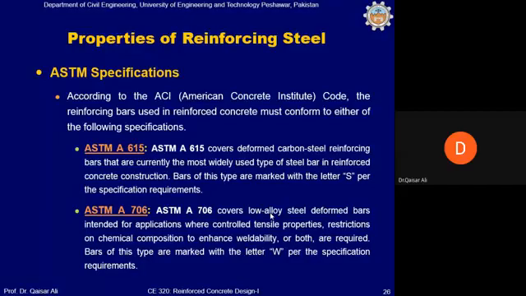And then when you test the steel bar in the lab, in one hand, you will have the ASTM A615 specification. In the other hand, you will have the result of the steel bar. You will compare the two, and if they match, then you can say that the steel conforms to ASTM A615. I hope you understand this now. ASTM A615 basically covers the deformed carbon steel reinforcing bars.